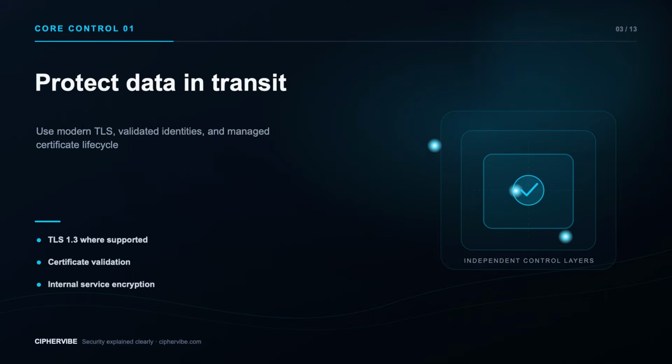The first building block is protect data in transit. Use modern TLS configurations for public and internal service connections, validate certificates and host names, disable weak protocol and cipher options, and automate certificate renewal. Include service-to-service traffic, administration, replication, and backups, not only the customer-facing website.